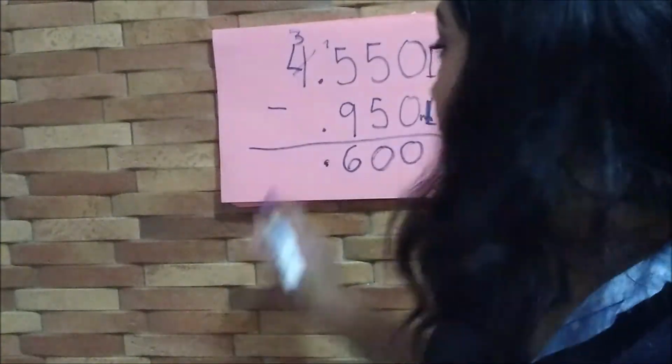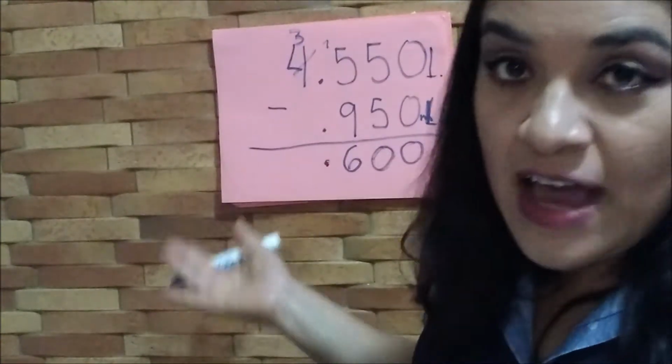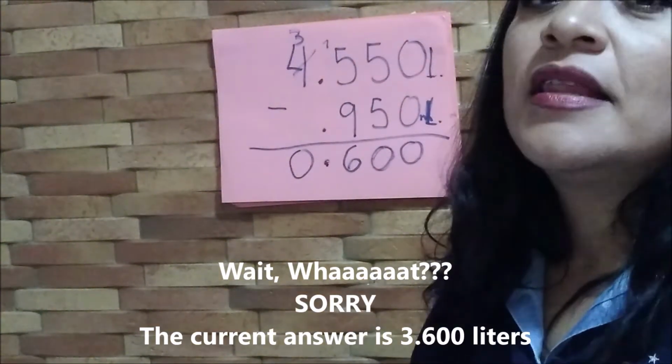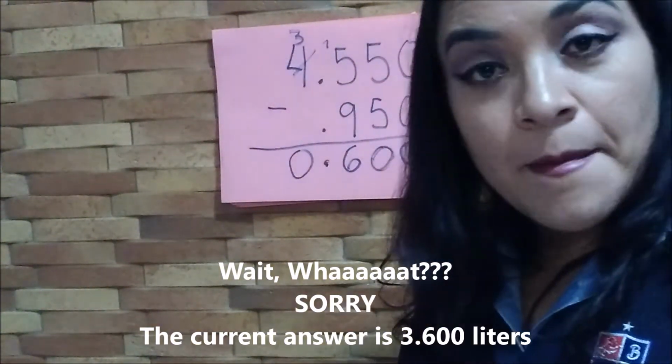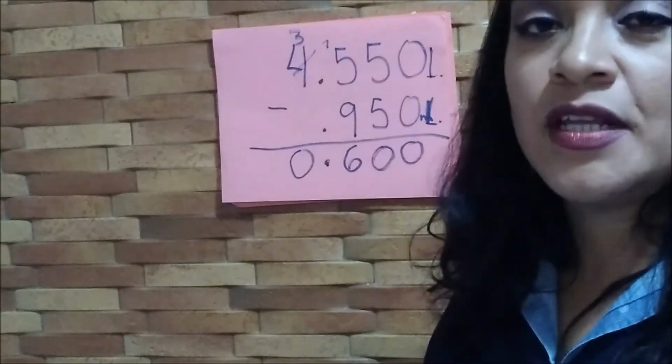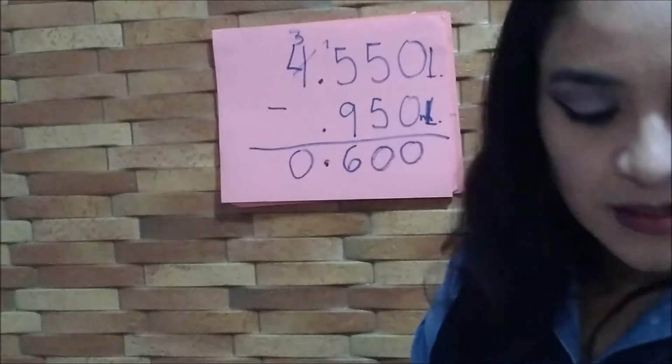We write the point right away, and this is not a four anymore. Now it is a three, and we're not taking anything from it. So the difference between the largest and the smallest bucket is 600.